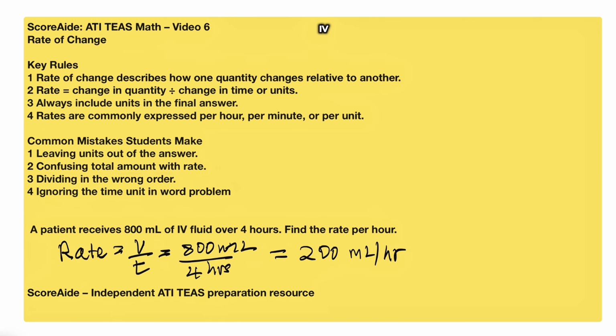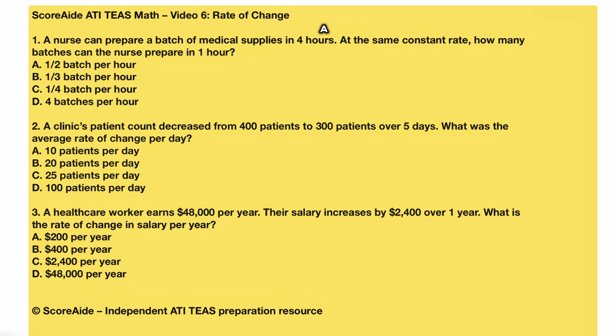the IV fluid, and this is exactly what nurses and doctors do at the hospital. They set it up and make sure that the patient is receiving IV fluid with respect to the time that the patient needs to get that medication. All right, let's look at an even more difficult problem. A nurse can prepare a batch of medical supplies in 4 hours at the same constant rate. How many batches can the nurse prepare in 1 hour?